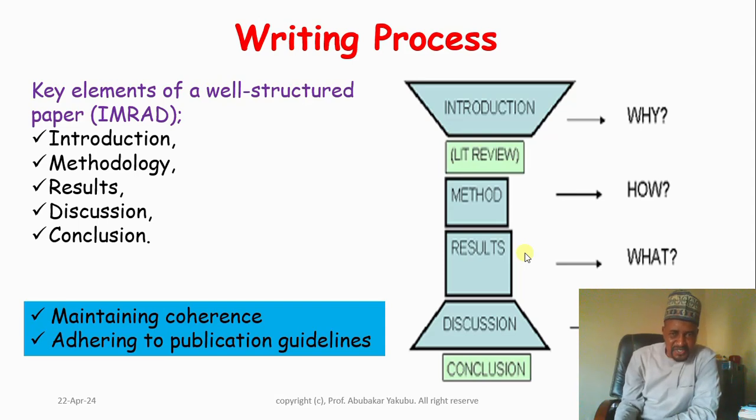And in the discussion, so what? That is the discussion. If I've gotten A, then what? So these are the main things that you need to have in a very good reputable paper that is going to be sent to a journal for publication. And it's important for us to understand that maintaining coherence and adhering to publication guidelines is key to getting published.